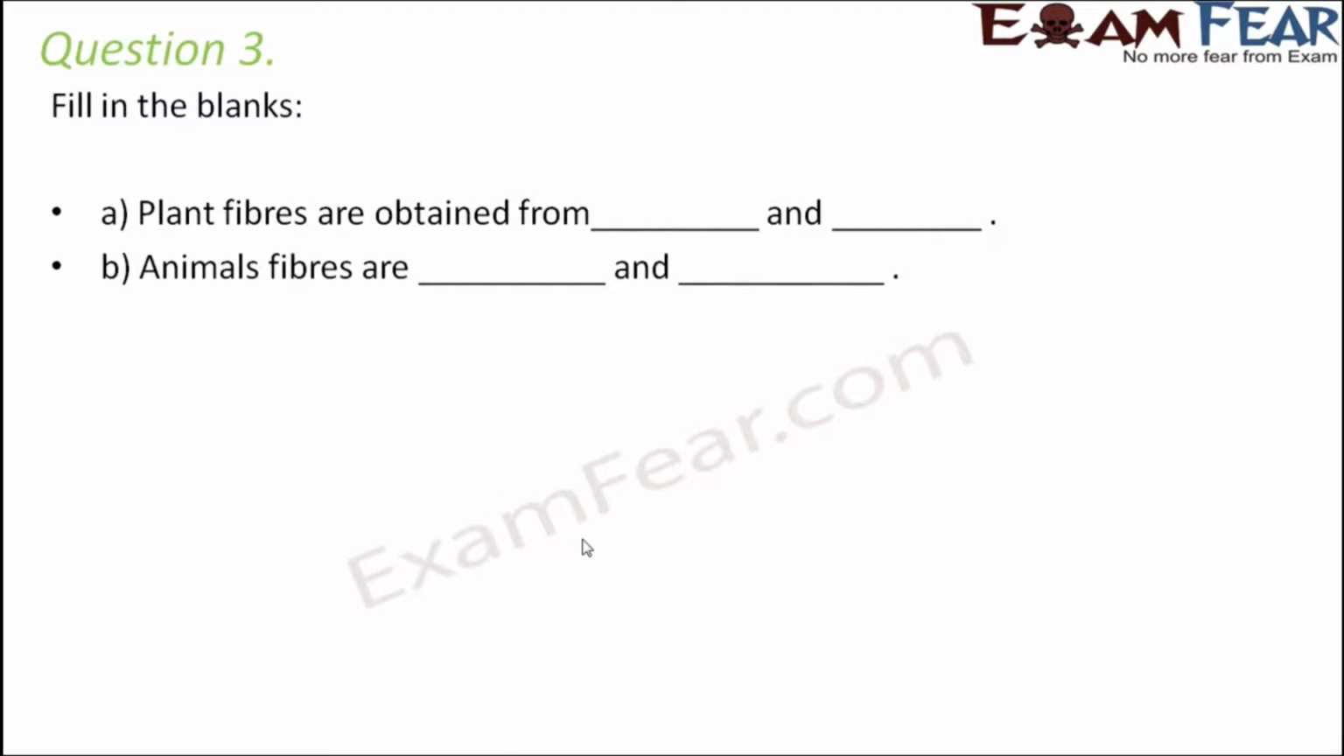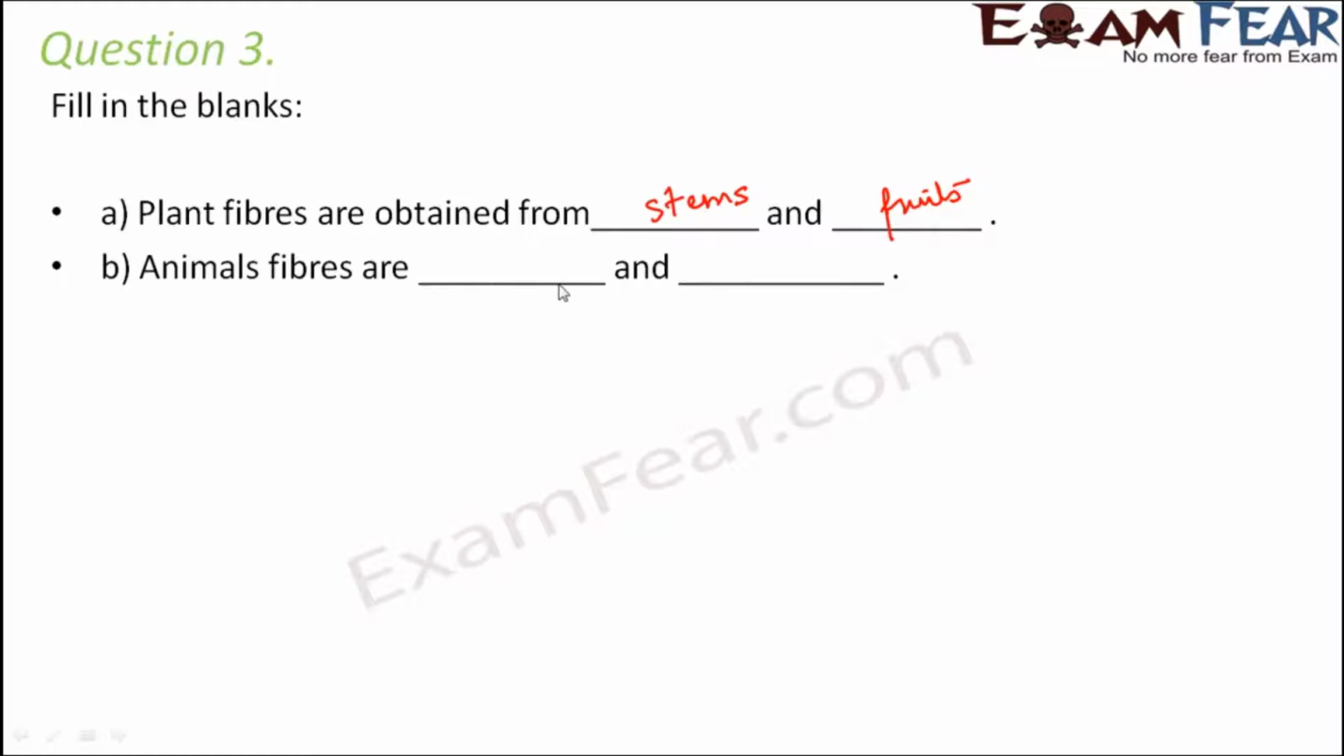Fill in the blanks. Plant fibers are obtained from dash and dash. So from where do we get plant fibers? They are obtained from plants, but different parts of the plant. They can be obtained from the stem of the plants. They can be obtained from the fruits of the plant. So they can be obtained from different parts of the plant.